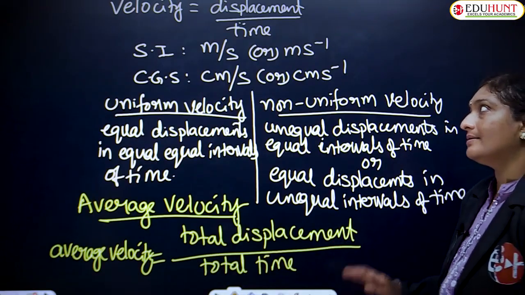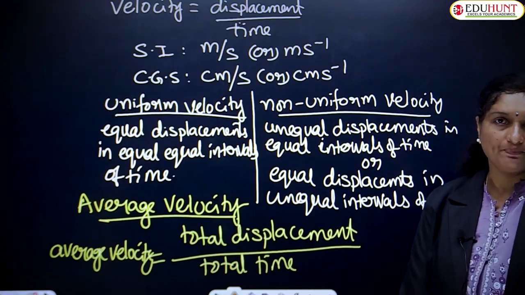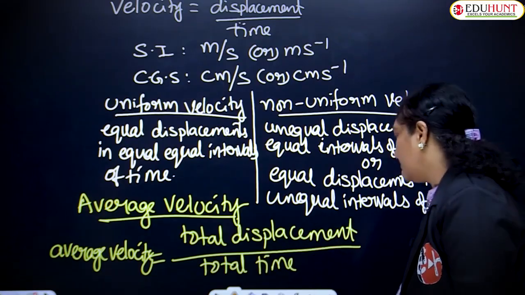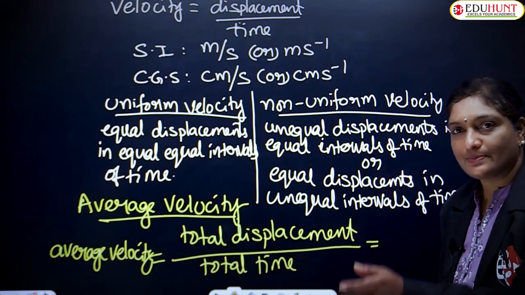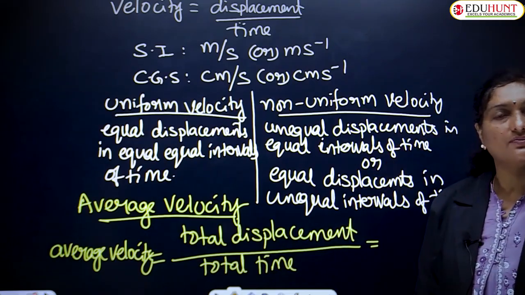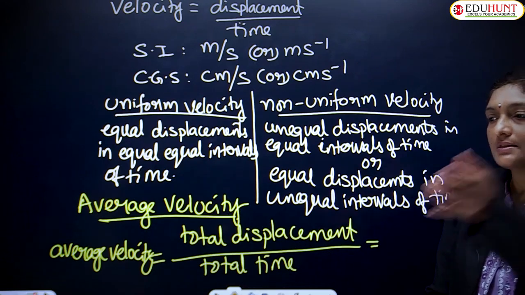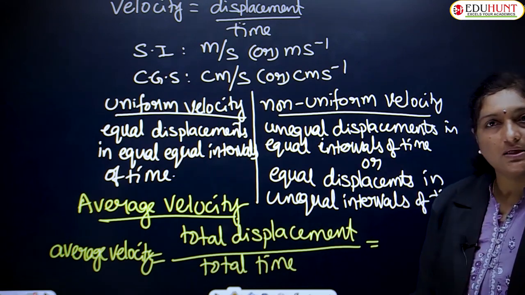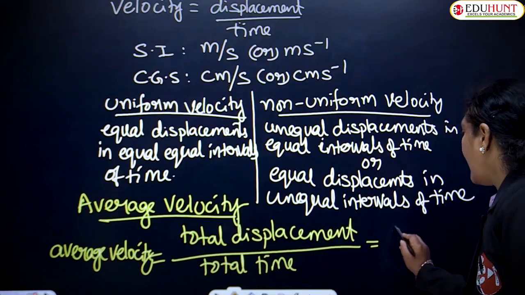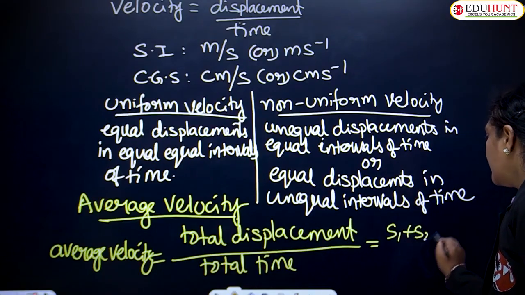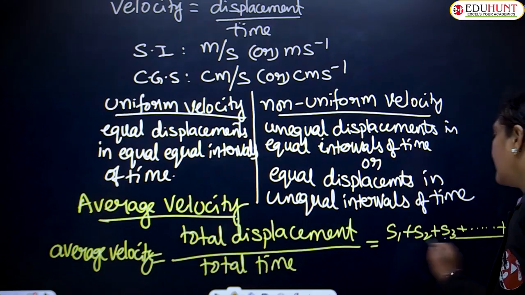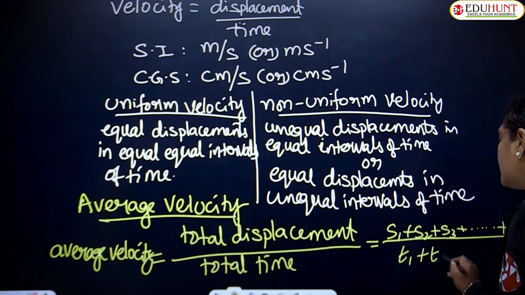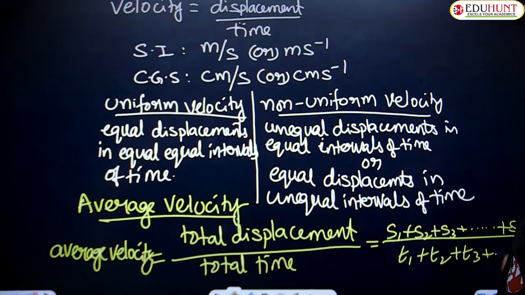So, children, I hope you understood the concept of velocity well. Based on that, if you would like to go with the formula for average velocity, suppose a body covers displacements S1, S2, S3, S4 and so on, in the time intervals T1, T2, T3, T4 and so on, then it can be written as S1 plus S2 plus S3 plus so on plus Sn, upon T1 plus T2 plus T3 plus so on plus Tn.